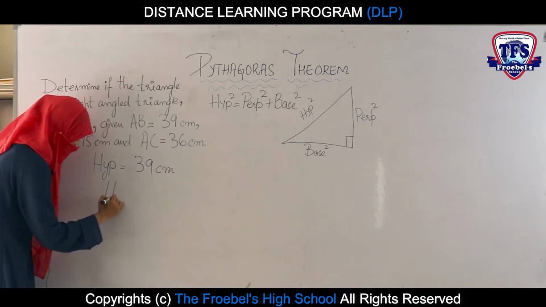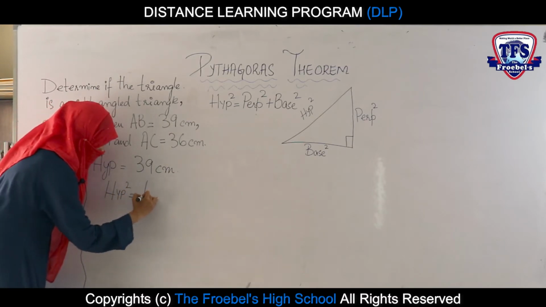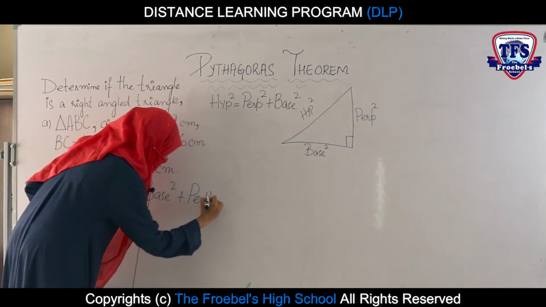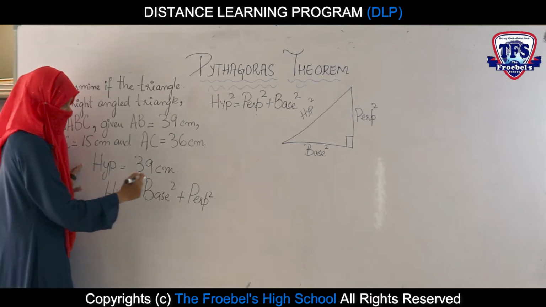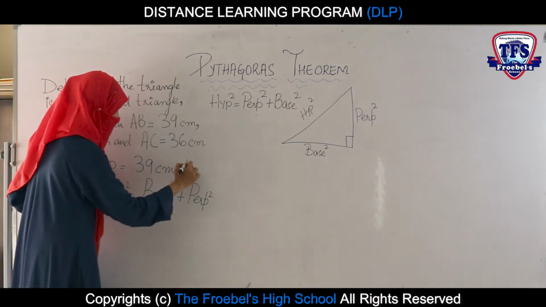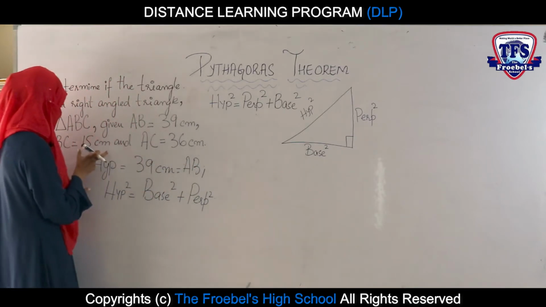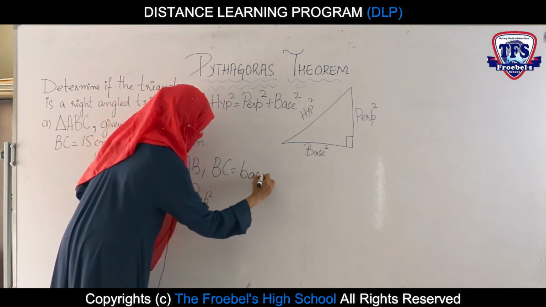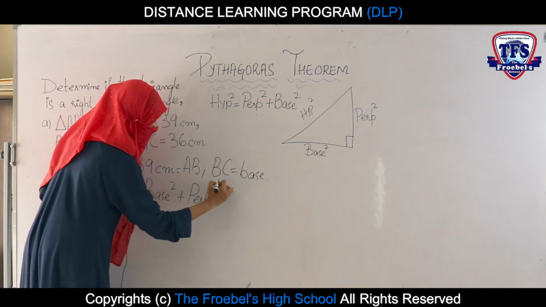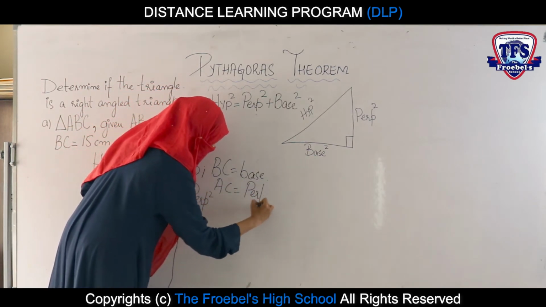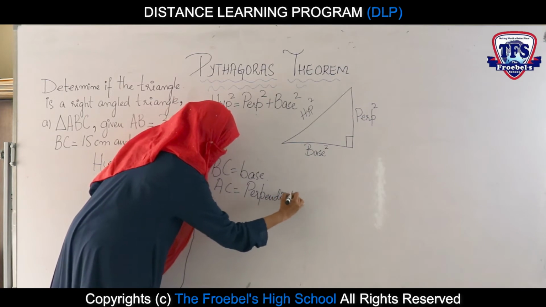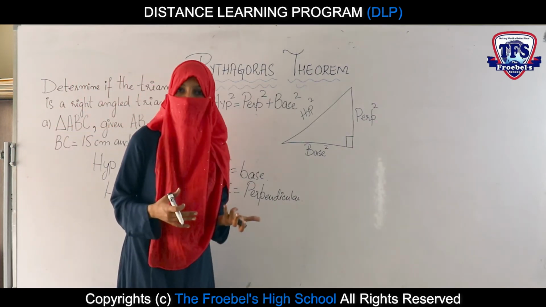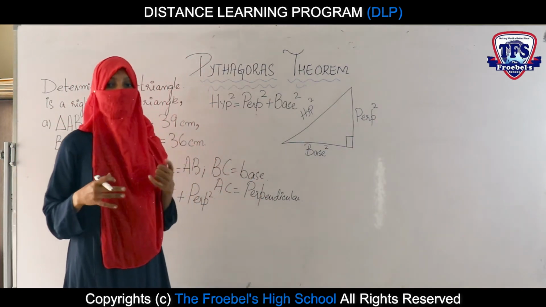According to the Pythagoras theorem, hypotenuse square is equal to base square plus perpendicular square. So I am considering the hypotenuse as 39 centimeter, which is actually the side AB. I'll consider BC as the base, and the third side AC as the perpendicular. I am not drawing the right angle triangle because up till now I don't know whether this triangle is a right angle triangle or not. I have to prove it by using the converse of Pythagoras theorem.